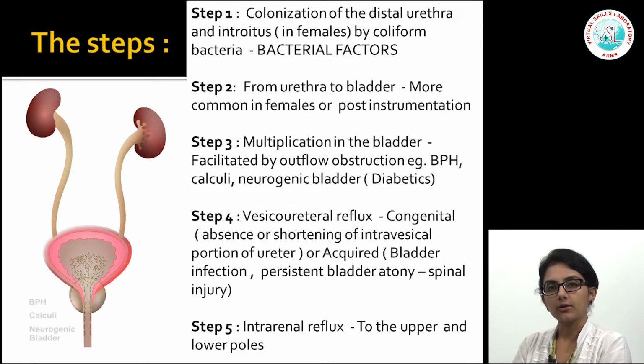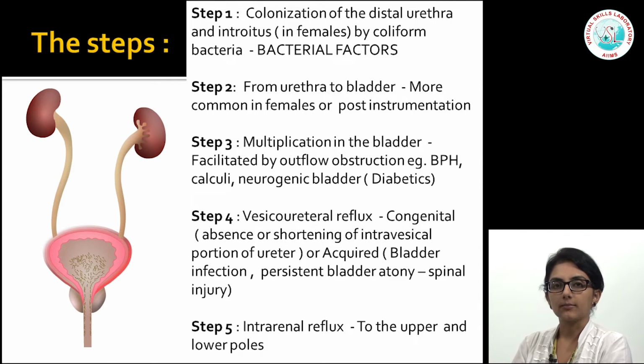Now, once you have all the bacteria in the bladder, they need to go up into the kidney, and for that there needs to be an element of vesico-ureteral reflux. This could happen because of a congenital cause, such as absence or shortening of the intravesical portion of the ureter, and we'll look at that in detail in the next slide. Or it could be an acquired reflux, which is predisposed to in bladder infections, and persistent bladder atony, which can happen in patients with spinal injury.